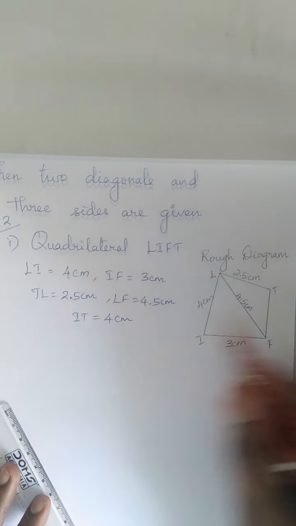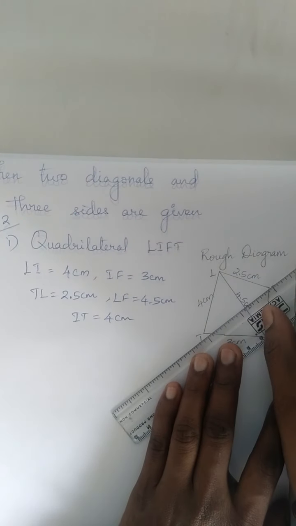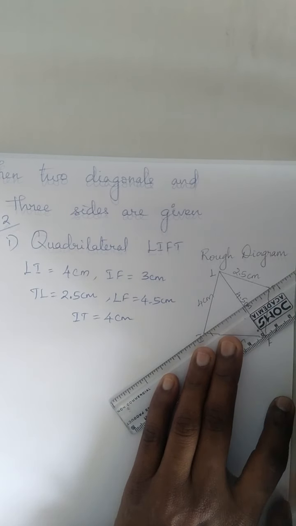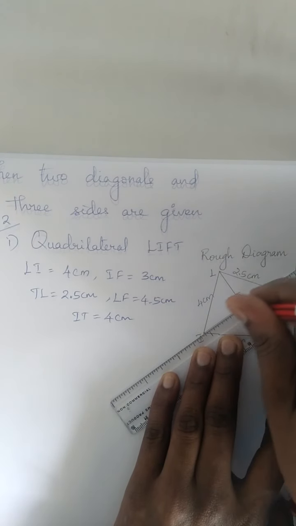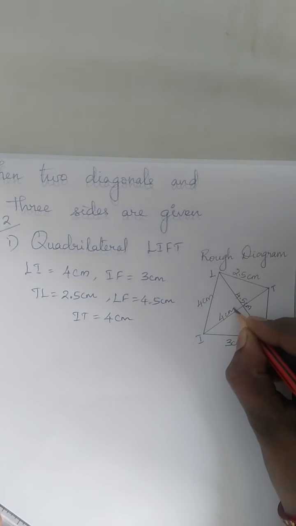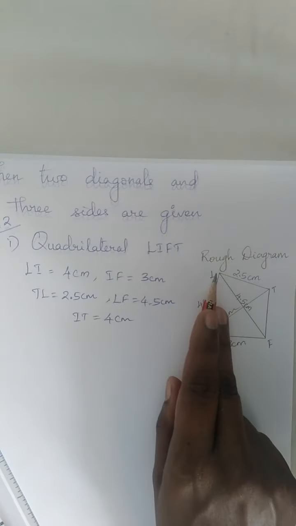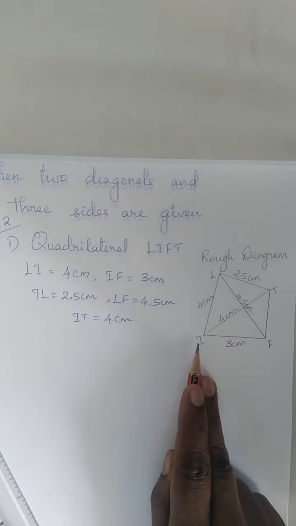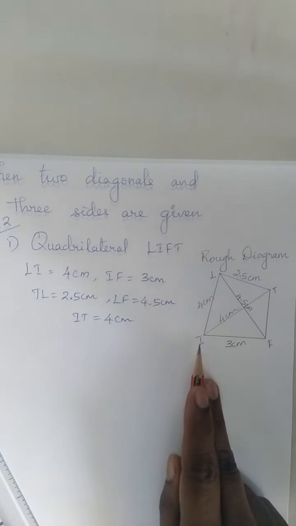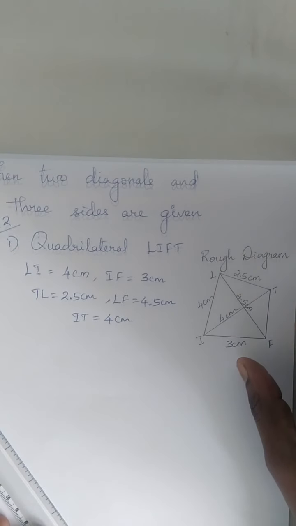Then next, IT is another diagonal. So this is 4 cm. So now what is the condition? When two diagonals, so LF and IT are two diagonals, and three sides, 1, 2, 3 sides are given. So we finished the rough diagram.